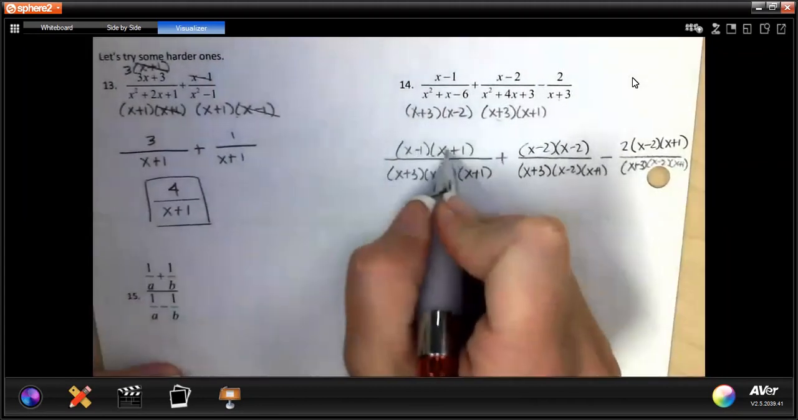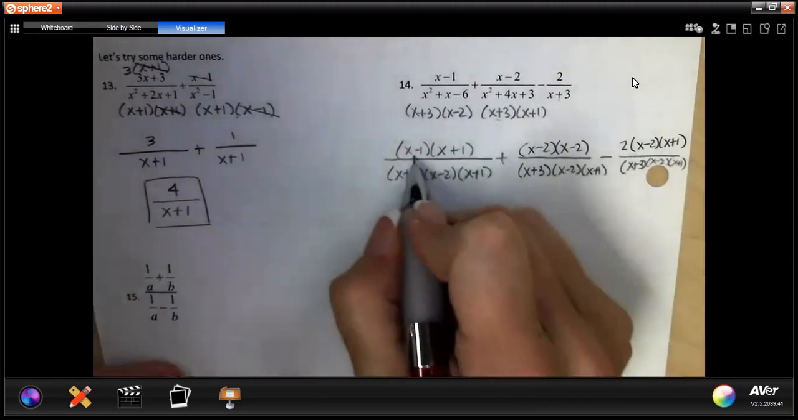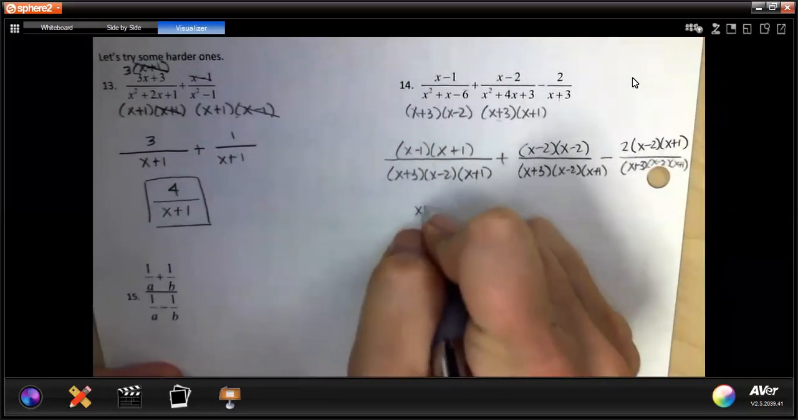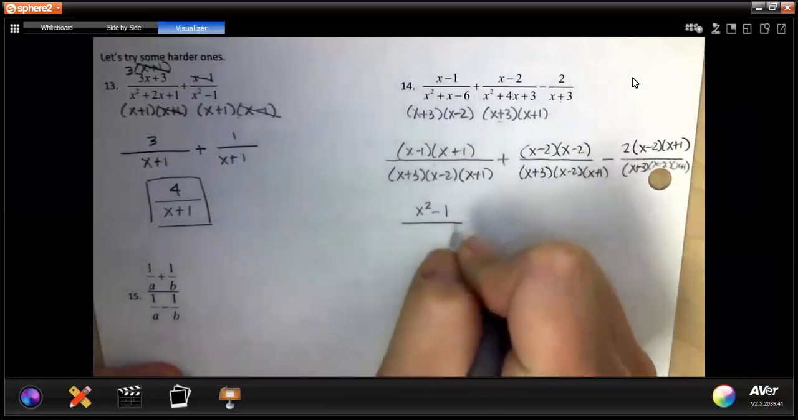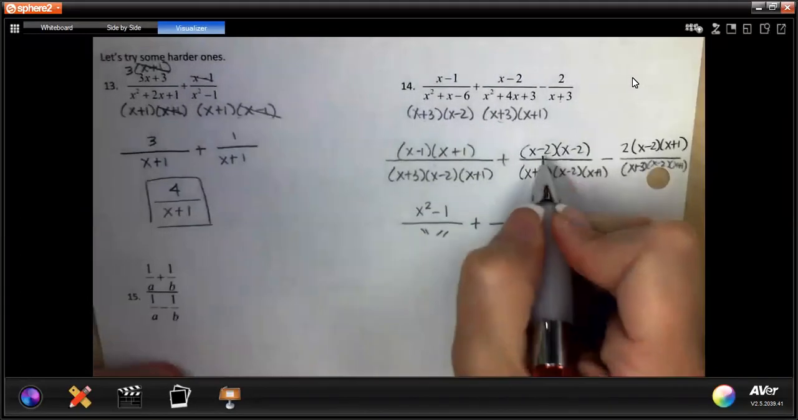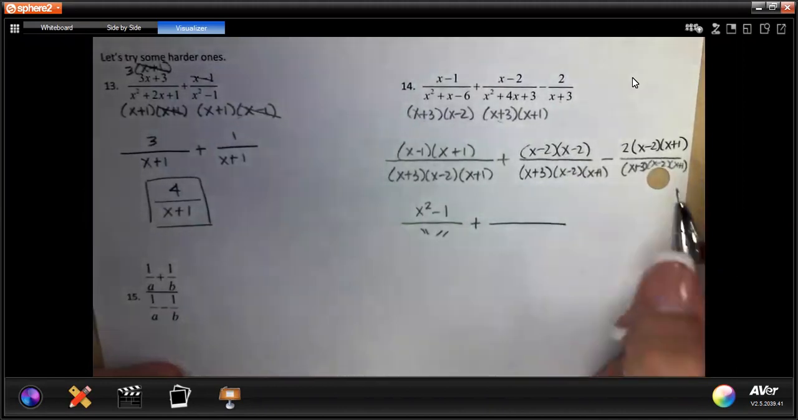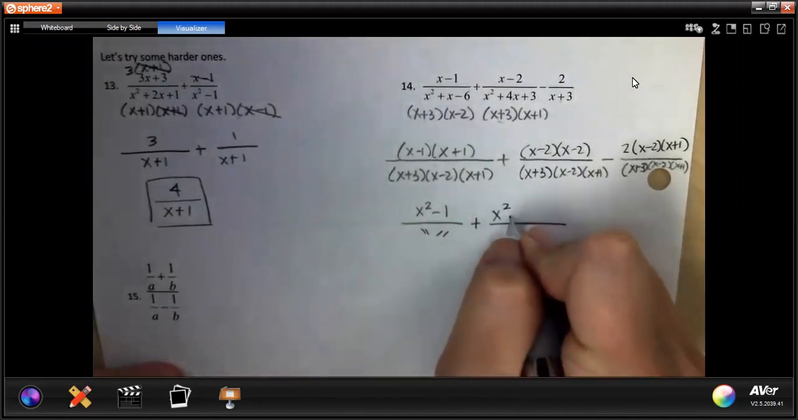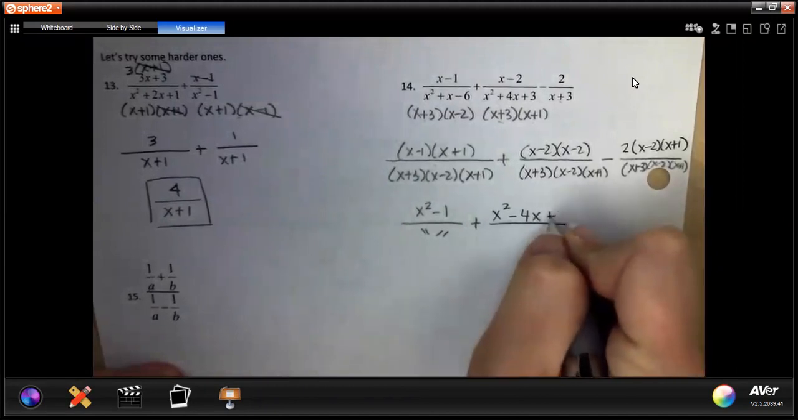All right, so now we're going to have to FOIL all these top parts. So I FOIL x minus 1 times x plus 1. That's an easy one because that's the difference of two squares. I'm just going to put quotations, so I don't have to rewrite all that. And then I FOIL this one, and those are both the same, so that FOIL's pretty easy as well. X squared minus 4x plus 4.